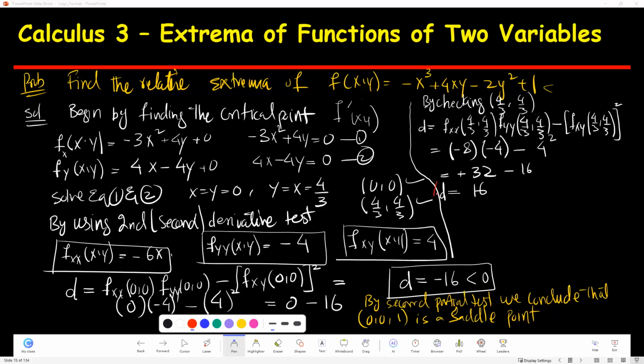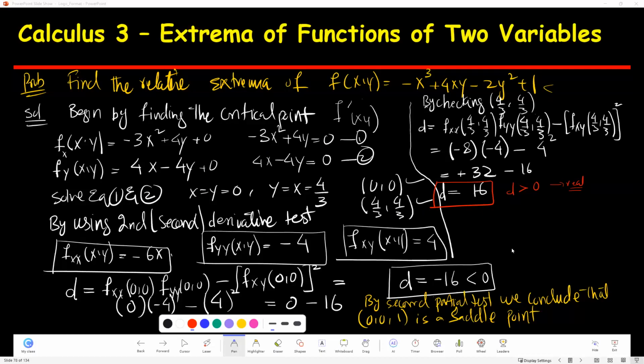Okay, now D is 16, which means D is bigger than 0. D bigger than 0 means I have real roots. So I have to go back to my test and check. Okay, I have to go and check my test.